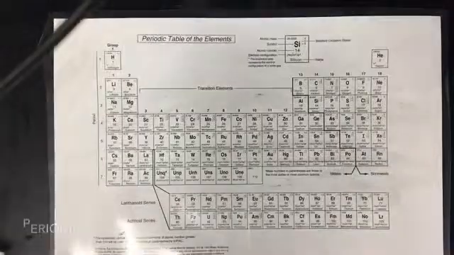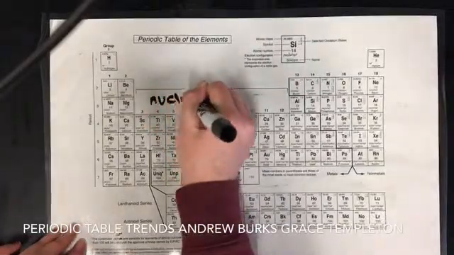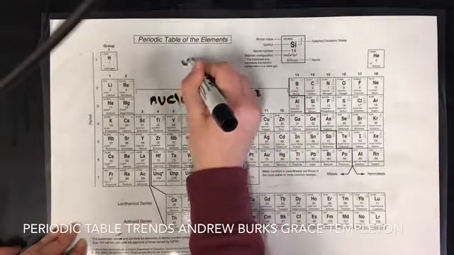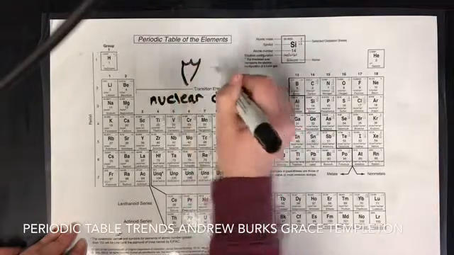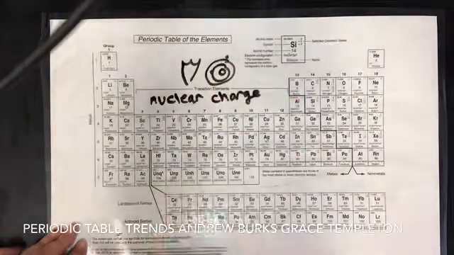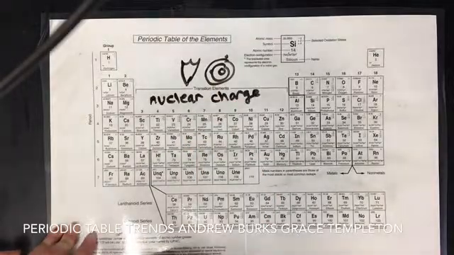The most important thing to understand about the periodic table is nuclear charge. Due to the shielding effect, electrons in shells farther away from the nucleus experience less of a positive charge from the nucleus than electrons in shells closer to the nucleus. The nuclear charge is the charge a valence electron feels with the shielding effect in play.